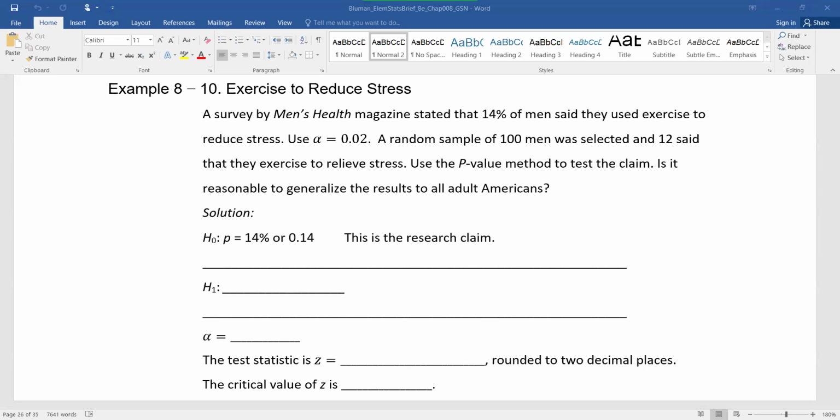So again, the null hypothesis is always going to be equal. So we're saying that's going to be the 14%. That is what we're saying is the claim. Is it reasonable to generalize these results? So we're not seeing if it exceeds or is less than. But then what would the alternative be? Good, p is not equal to 14% or 0.14. If we had to write this in words, how would you write the researcher's claim for the null hypothesis here?